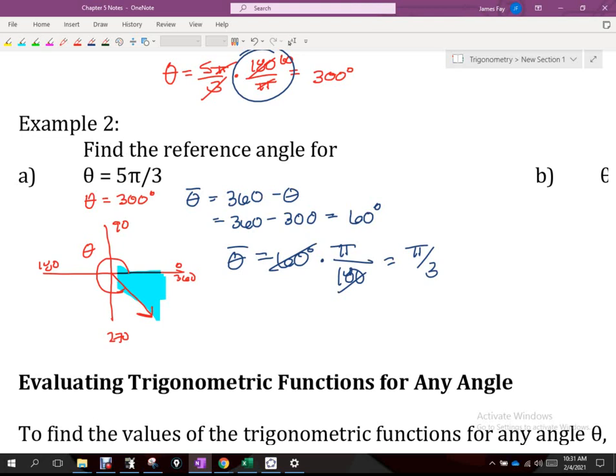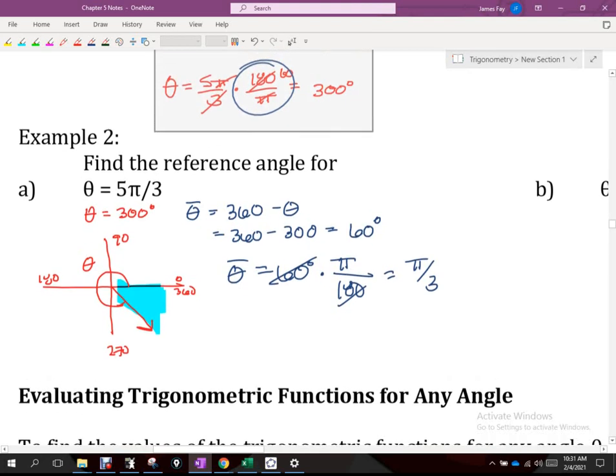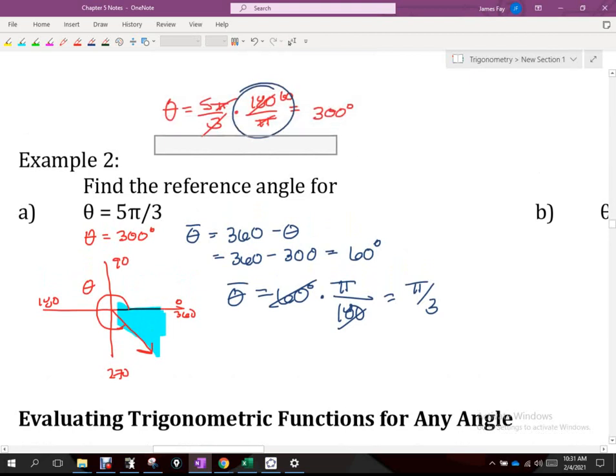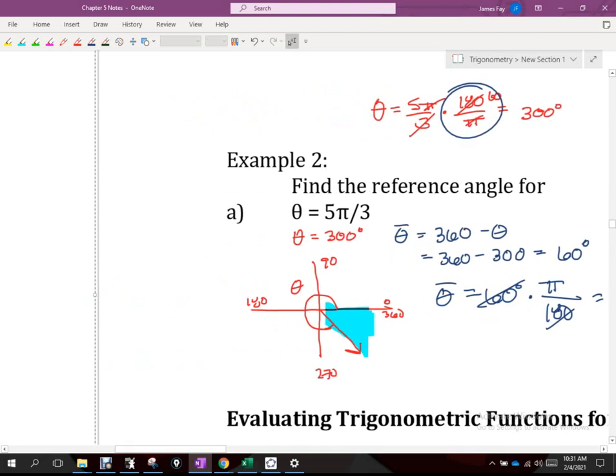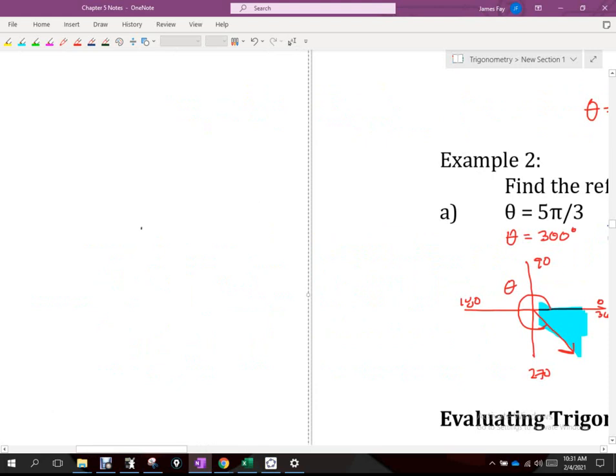Now, I think that's inefficient. And the reason I think that's inefficient is because you had to do some multiplication here in order to do your work, and then here, you really undid what you did up here. Does that make sense? I don't think that's efficient. So, I'll show you how to do this with radians.